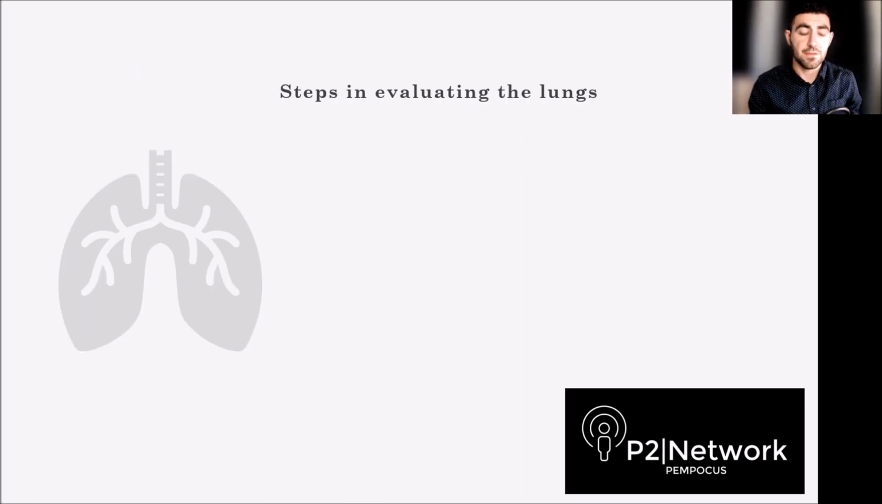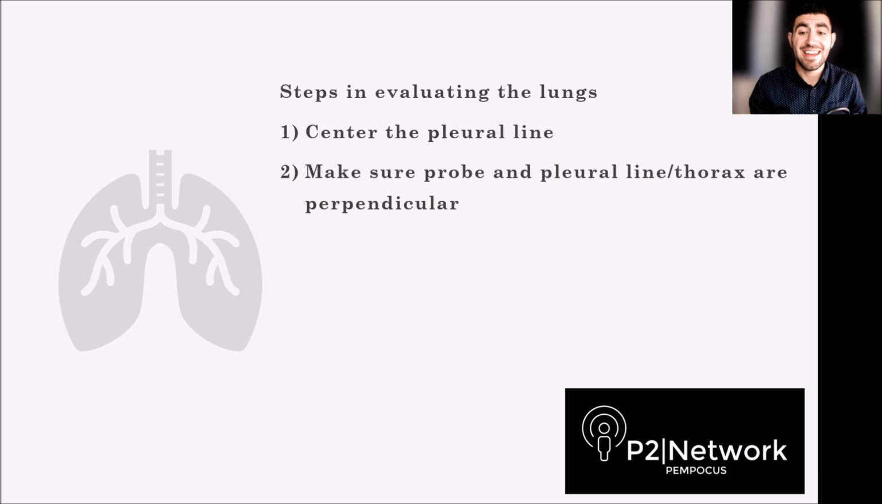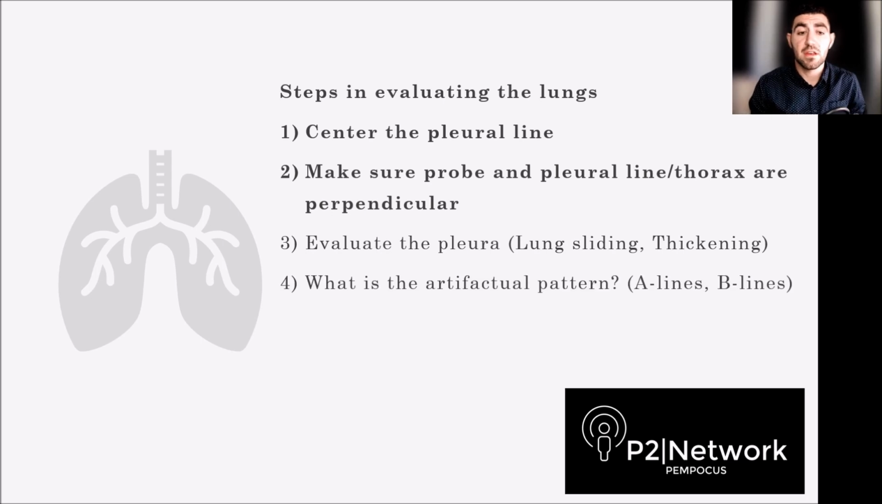Within each of those locations, you're going to be performing these steps for evaluating the lungs. First, you need to make sure you center the pleural line, and you need to make sure that the probe is exactly perpendicular to the thorax. That is how we optimize some of the artifacts that are required for lung ultrasound, and we'll talk about that further. Then we take an outside-in approach where we evaluate the pleura for sliding, thickening, or any local consolidations. We'll look at the artifactual pattern, A lines and B lines. We'll talk about that shortly. And then in the basilar areas, we're going to look for a pleural effusion.